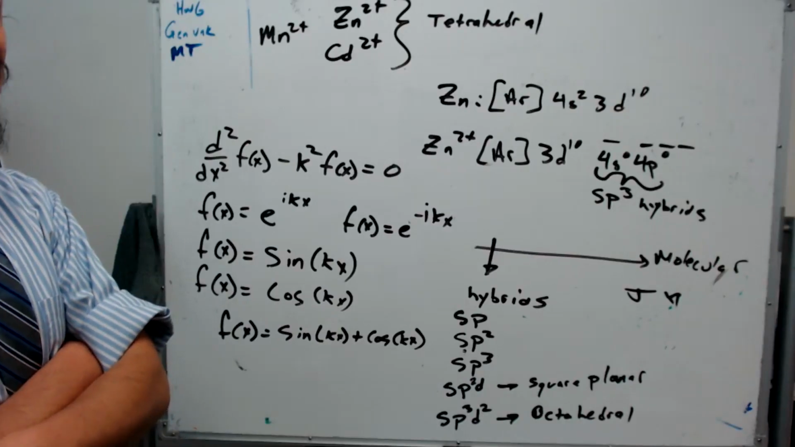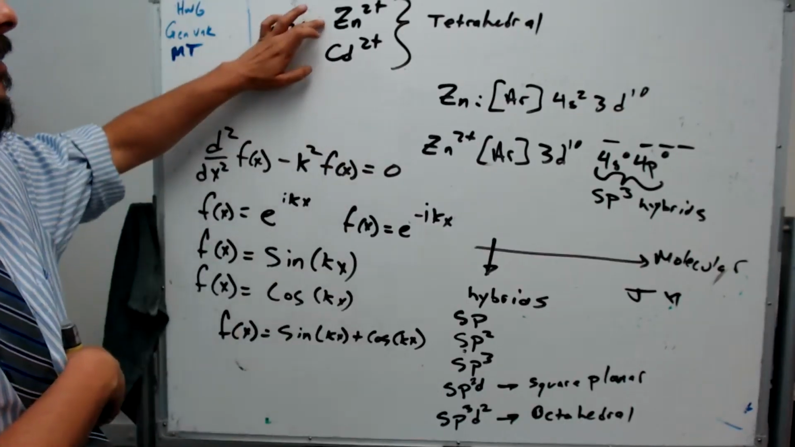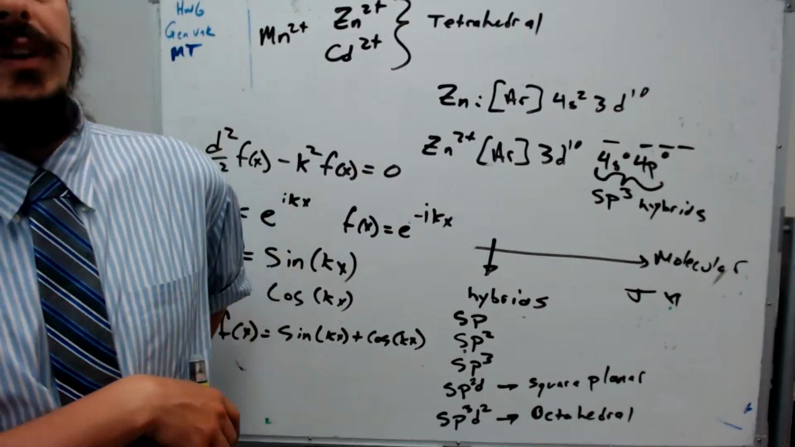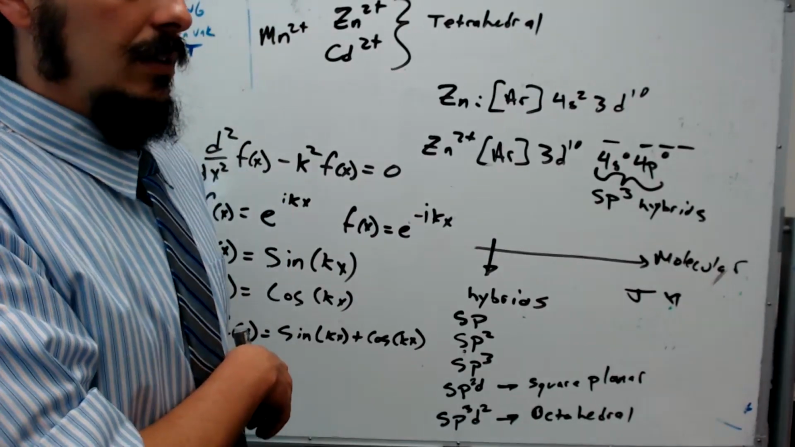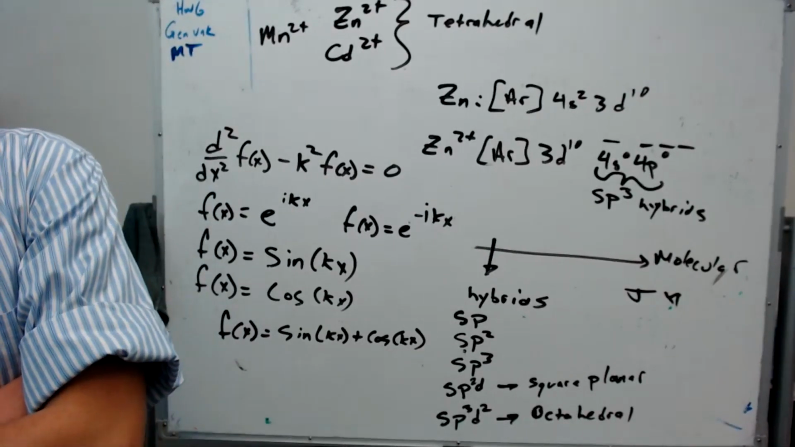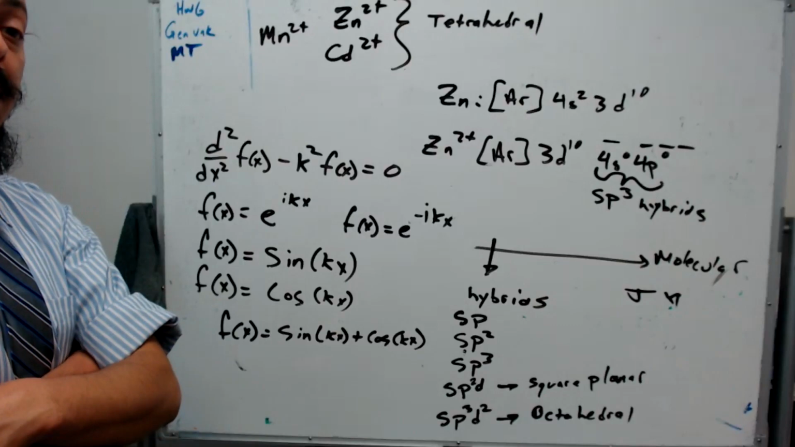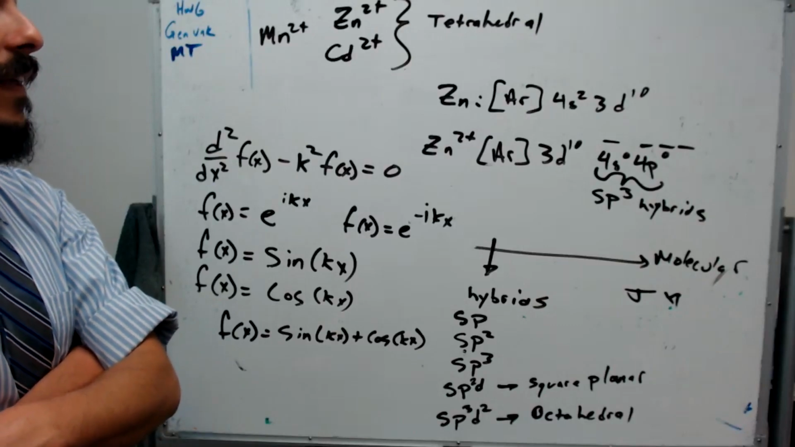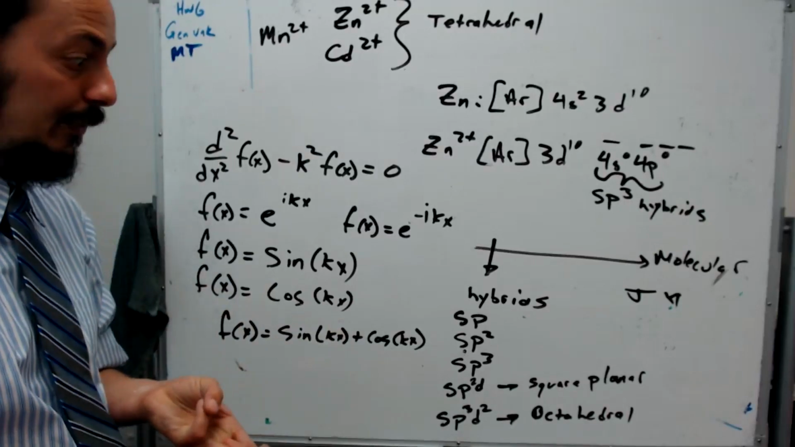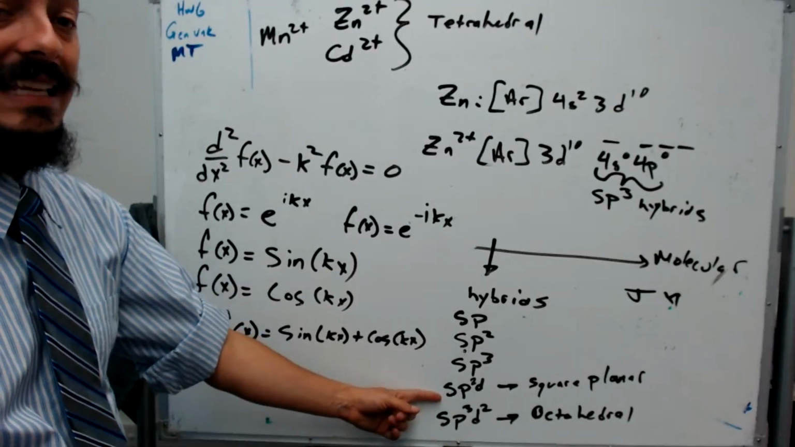If we did the same thing, instead of doing zinc and cadmium, if we did copper or silver +1, we would find that we have sp hybrids as well. If we did nickel or palladium or platinum +2, we would find that we have space in the s orbitals, the p orbitals, and the d orbitals. And we end up forming the sp2d hybridization.